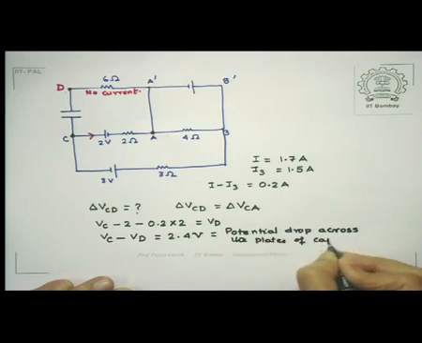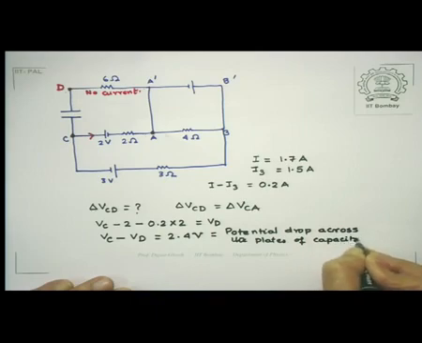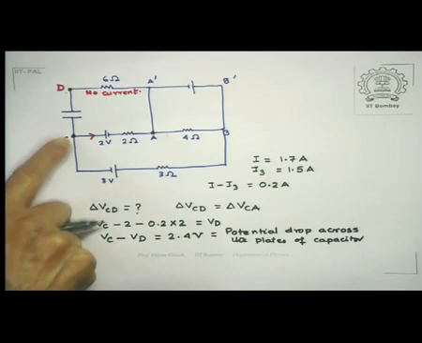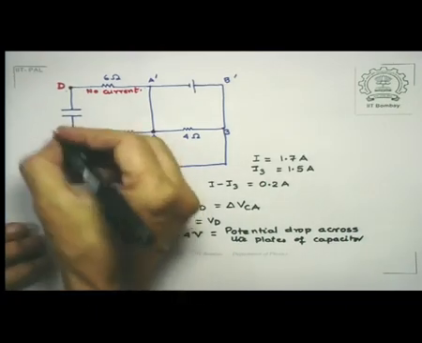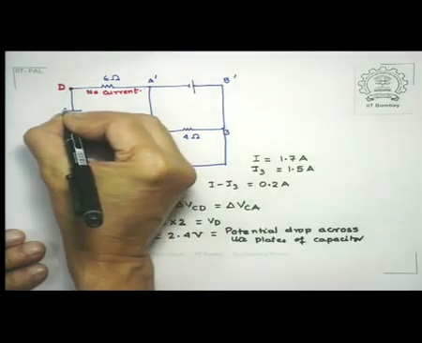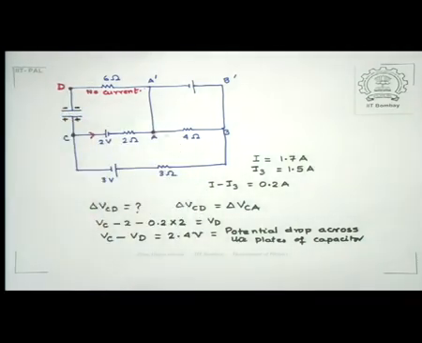And since Vc is at a higher potential than Vd, this side of the plate is positively charged and this side of the plate is negatively charged.